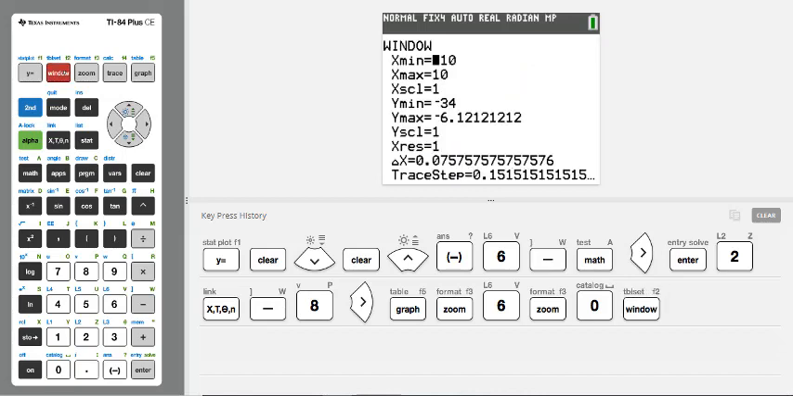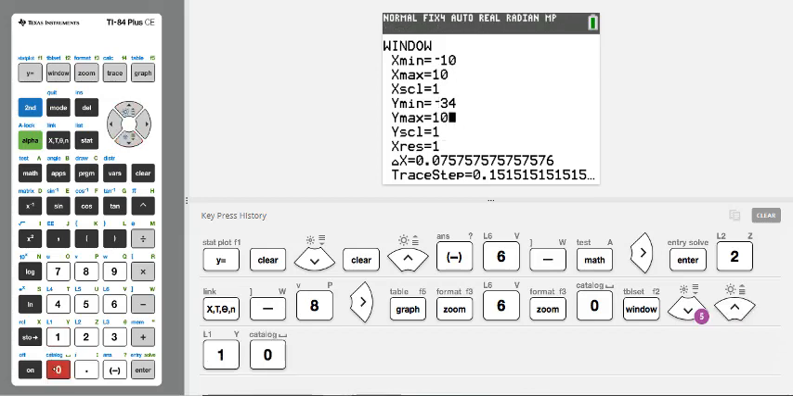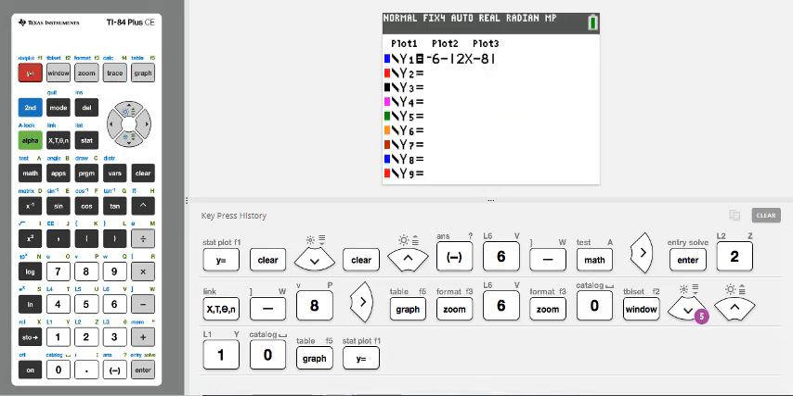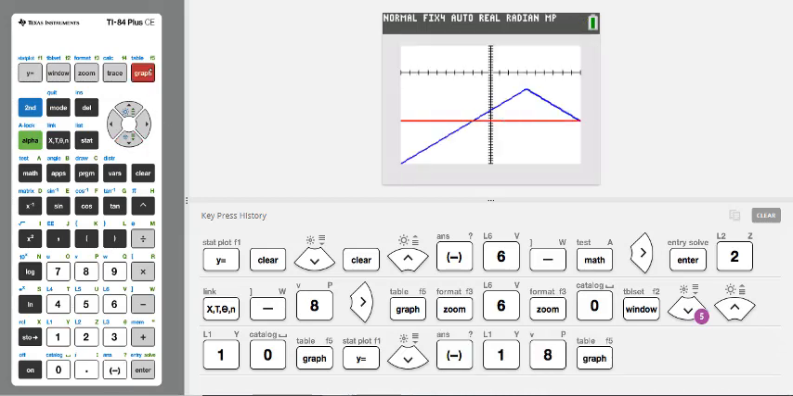Let me hit window. My Y max, I'm going to put it at 10. Hit graph again. That way we see that it's predominantly in the third and fourth quadrants. I can see my X and Y axis clearly. Alright, so is -18 in it? Well, the easiest thing to do is just type -18 in Y2 and just hit graph. And we see that -18 is in the range, right?